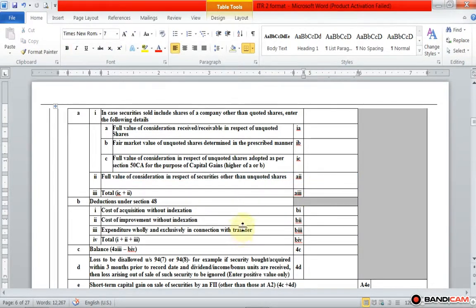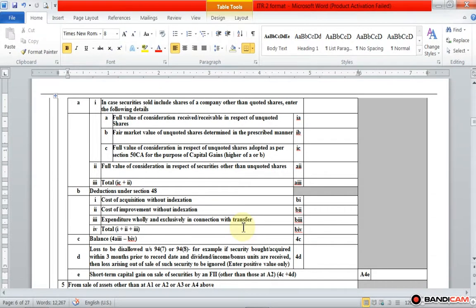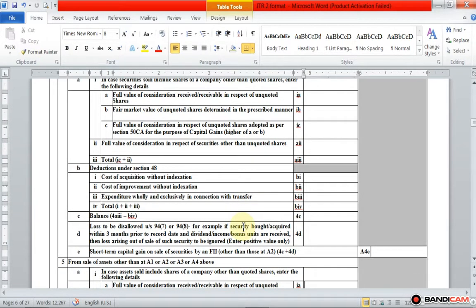Then we get a deduction in respect of section 48. Okay, section 48 includes cost of acquisition, cost of improvement, expenditure incurred on transfer of such shares. Then we get a balance. Okay, if the assessee has incurred a loss during the transfer of shares, then this loss is disallowed, it is ignored. Then short-term capital gain on sale of securities by an FII other than those at A2 or 4C plus 4D, we get A4E, that is short-term capital gain, FII.